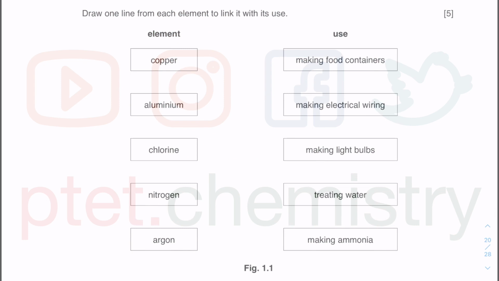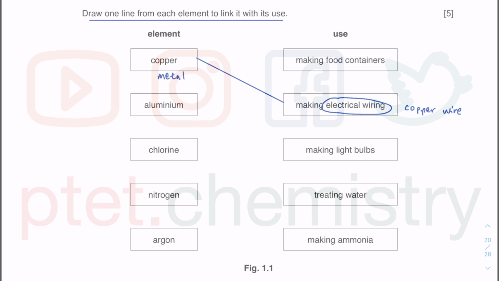Looking at this question, it says draw one line from each element to link with its use. So you've got to draw a line. Copper: out of all of these uses, the one that we can think about is copper wire, because copper is used in electrical wiring. Whenever you hear the idea of copper wire, it means copper used in electrical wiring, because it's a metal, and metals can conduct electricity in the solid state.